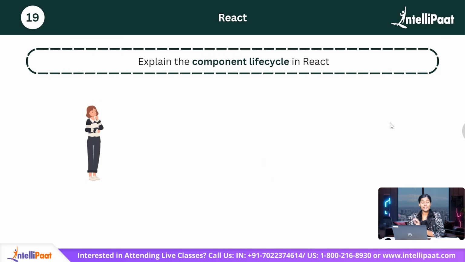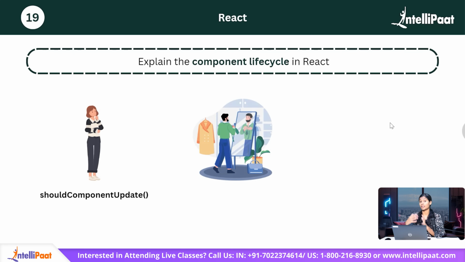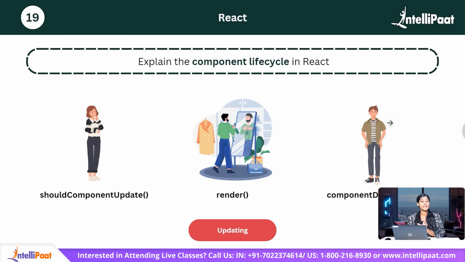Moving on. Next, throughout the whole day, the person can keep on deciding if they need to change their clothes or if they need to do something new. That is called should component update. Should a new feature be added? Should a re-rendering take place? And if the person does decide to change a new dress, or does decide to do something new, then you have to re-render the whole thing again. Again, rendering comes in. Next, the person can think about whatever they did throughout the whole day, which is component did update, that yes, the update did happen. This whole process is called updating.